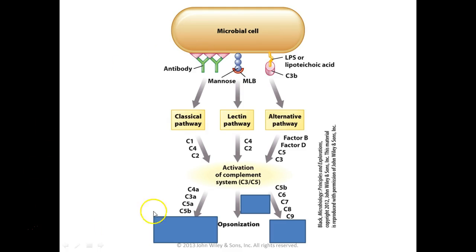All three systems, right, generate C3 convertase and C5 convertase, which break C3 into C3a and C3b and C5 into C5a and C5b. We've already mentioned, right, that C3a and C5a elicit what type of response? Inflammation, right? Because they cause degranulation of mast cells and basophils.